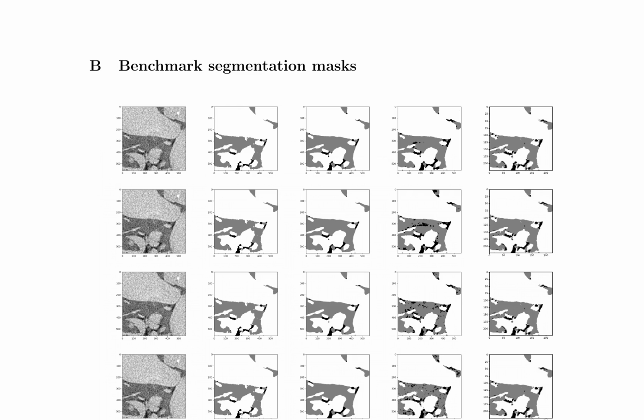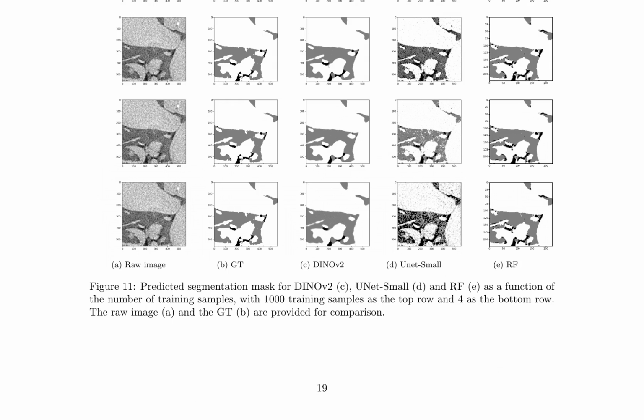DINOv2 demonstrates decreased performance with limited training samples, potentially due to the self-supervised learning paradigm employed. Conversely, UNet small maintains relatively consistent performance even with minimal training data, showcasing its adaptability in low data regimes. RF models exhibit unstable performance, highlighting the limitations of traditional machine learning approaches in image segmentation tasks.